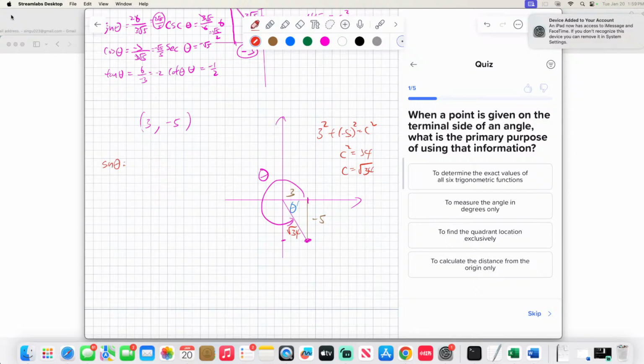Sine of theta is going to be what? -5 over square root of 34. Is that okay? Which is also -5 square root of 34 over 34. Cosine theta is what? 3 over square root of 34. Is that okay? 3 square root of 34 over 34. Tangent theta is what? -5 over 3. Is this okay?